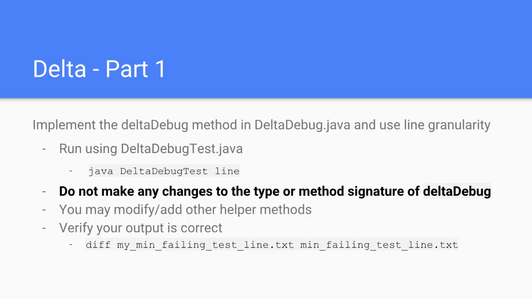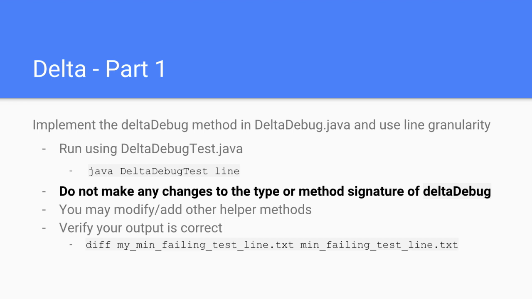So you'll be implementing the deltaDebug method in DeltaDebug.java for part 1 and using the line granularity, as I've said before. You'll test your changes by running java DeltaDebugTest and then with the argument line, and this will send all of the parameters to the deltaDebug method in the same way that we're going to be sending for grading. So it's extremely important that you don't make any changes to the type or method signature of deltaDebug in DeltaDebug.java. Otherwise, your program is not going to run correctly in grading, and you're not going to be able to get the points that you deserve for the effort that you put into the project.